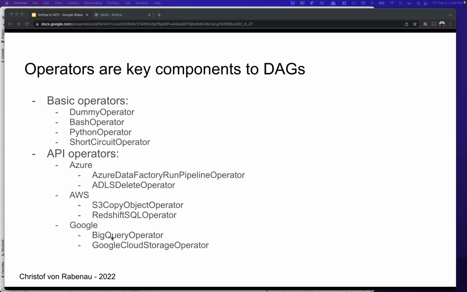You can do a BigQuery query. You can also do something with Google Cloud Storage. So these are just an inkling of what APIs have been written, and there's lots of contributed APIs even in the actual Airflow official code.